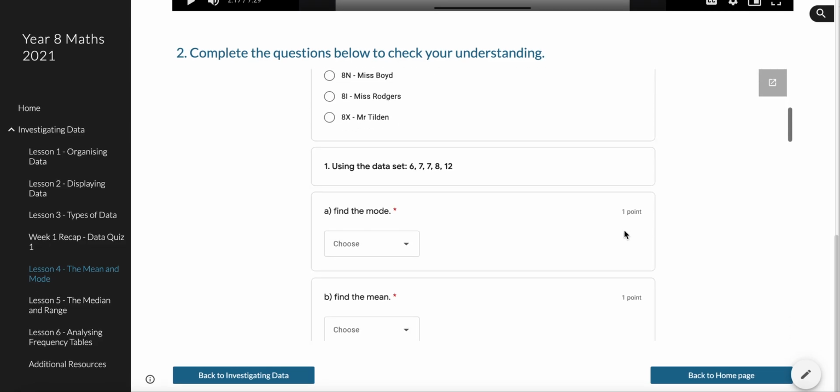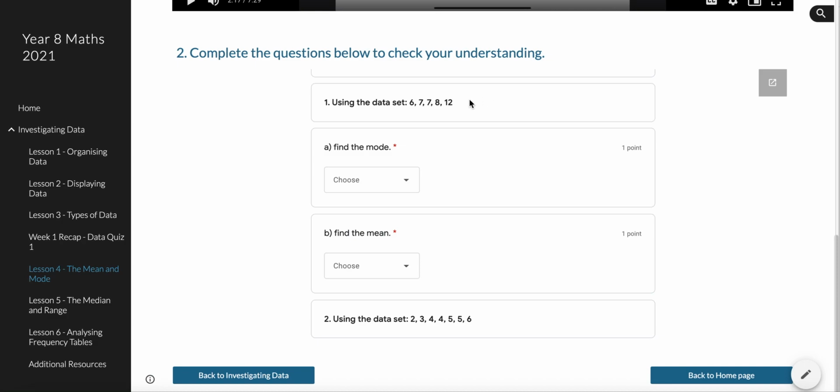All right. Question 1. Using this data set, so here's our data set here. We've got 6, 7, 7, 8, 12. They're all our different scores. And altogether we've got 5 scores. All right, so find the mode.